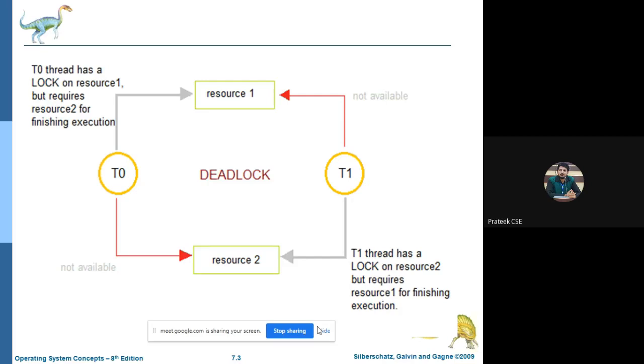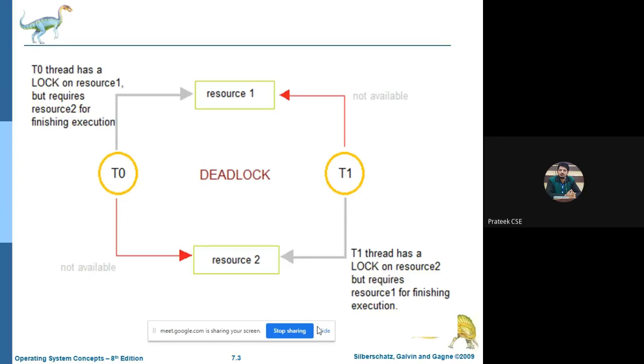T0 का task कब complete होगा, execution कब finish होगी, जब उसे दोनों resources मिल जाएंगे. Similarly T1 का task कब complete होगा, जब उसे दोनों resources मिल जाएंगे, resource 1 और resource 2. But what is the problem here? T0 is holding resource 1 and is waiting for resource 2 to complete its execution, whereas thread or process T1 is holding resource 2 and is waiting for resource 1. Now this is the issue here.